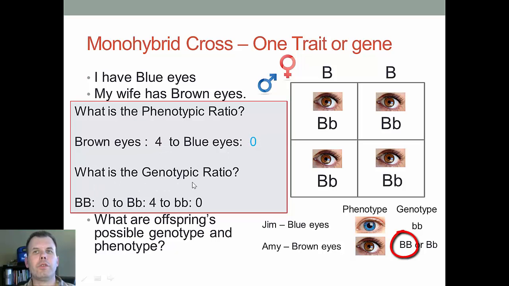Okay, and what is the genotype ratio? How many big B, big B's do you see in this box? None, so that's 0. How many big B, little b's do you see? You can count 1, 2, 3, and 4. There's 4. And how many little b, little b's are there? There's none. So my ratio here is 0 to 4 to 0. And remember, phenotype ratios are typically 2 numbers, 4 to 0. Genotype ratios are always 3 numbers, 0 to 4 to 0.